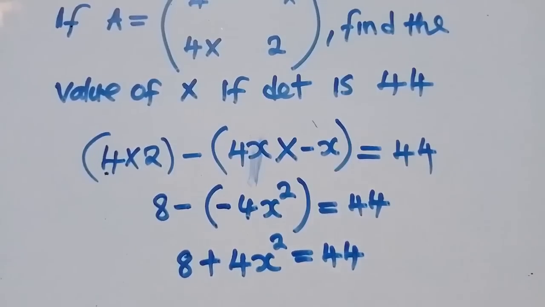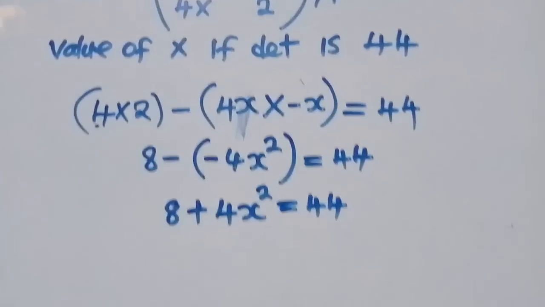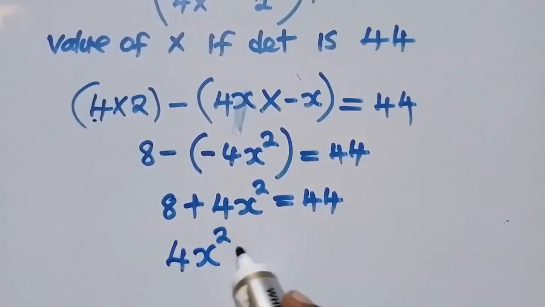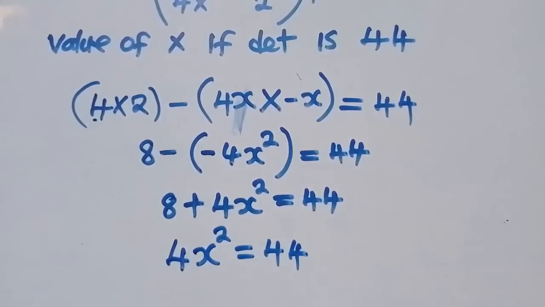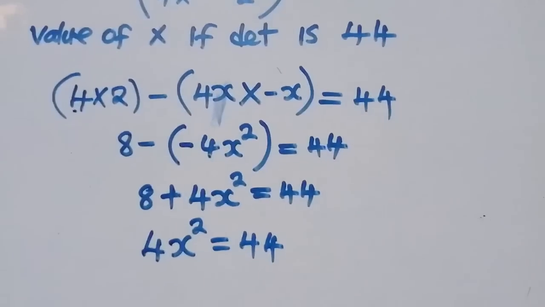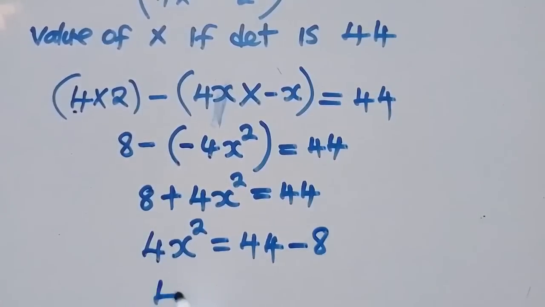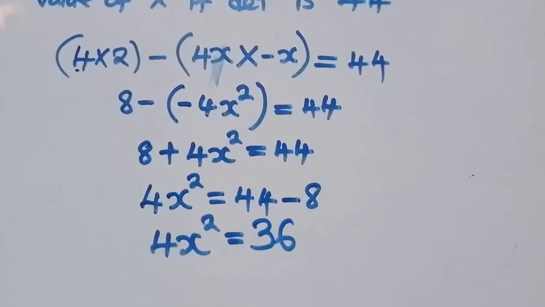This is what I need to do. With this, the next thing that I'm going to do is to group the like terms together. So I'm going to get 4x squared here, which is equal to 44, minus, when this one crosses, minus 8. So 4x squared is equal to 44 minus 8. What am I getting? I'm getting 36. Since I want to find the value of x, I divide both sides by 4.